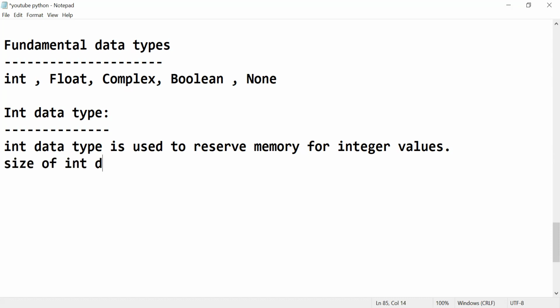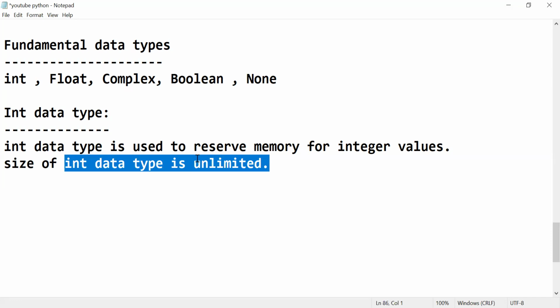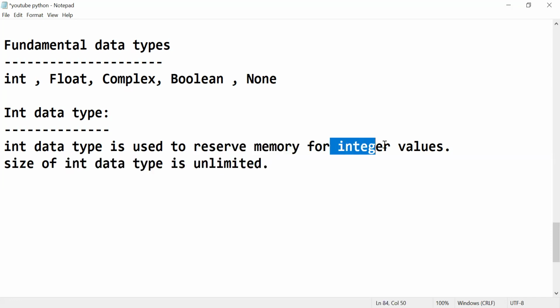The size of int data type is unlimited, guys. Size of int data type is unlimited, and int data type is used to reserve memory for integer values, guys. You remember this, integer values. Now I will show you an example in a practical way also. First listen to the theoretical part, and now I will show you the practical way.